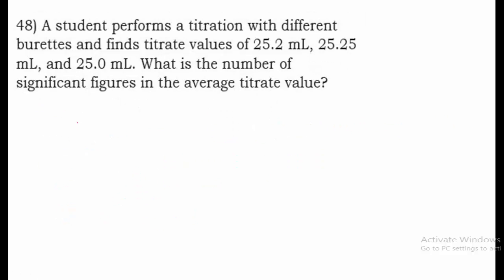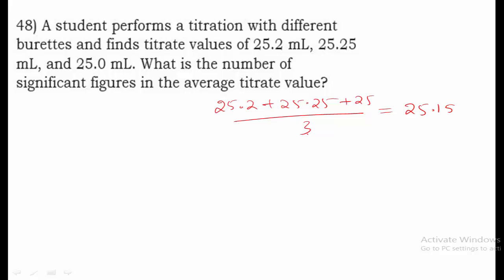48. A student performs a titration with different burettes and finds titrate values of 25.2 ml, 25.25 ml and 25.0 ml. What is the number of significant figures in the average titrate value? So the average titrate value is 25.15. How will you find it? 25.2 plus 25.25 plus 25 divided by 3. If you take the average, you will get 25.15.